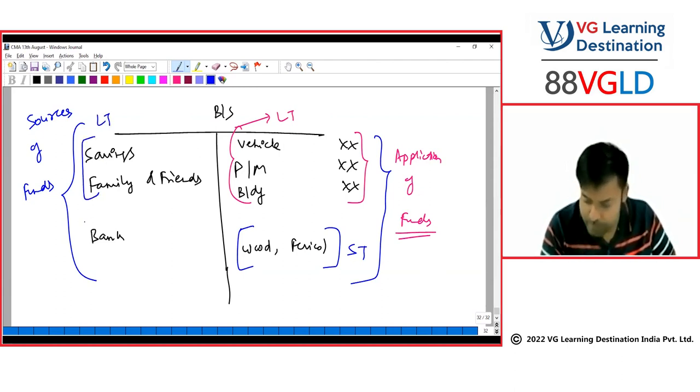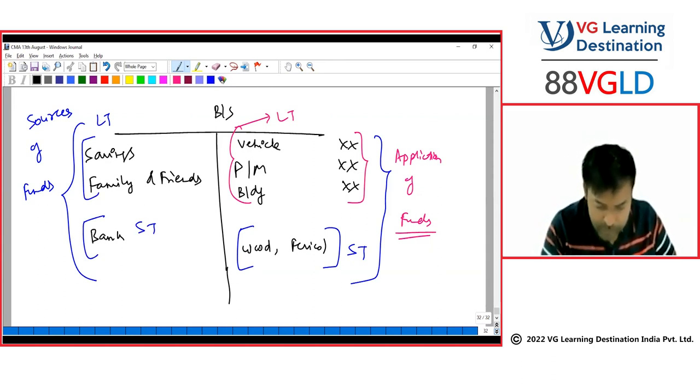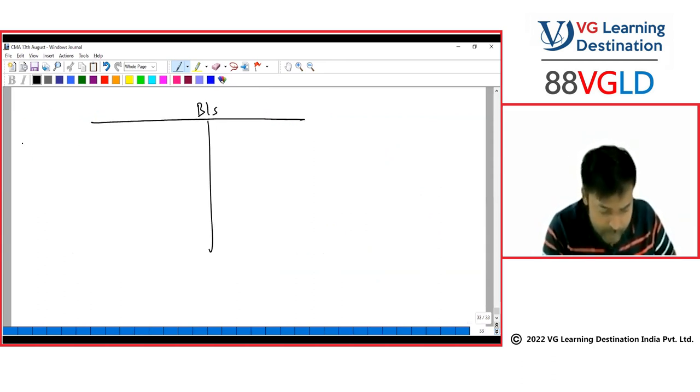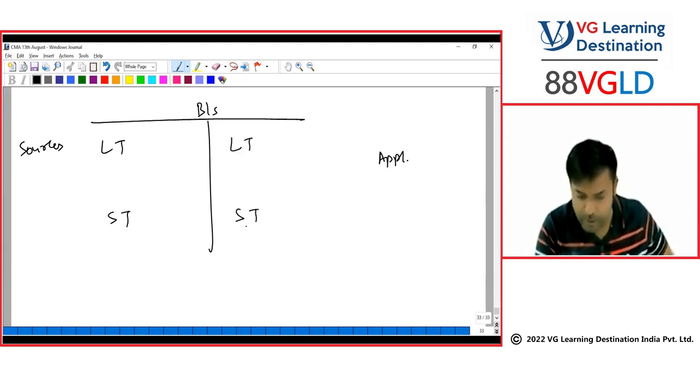Similarly, here also, sources are also going to be long term. It could be short term. Sources also, guys, could be long term. It could be short term. Similarly, applications, everyone, could be long term. It could be short term. Is that okay, everyone?